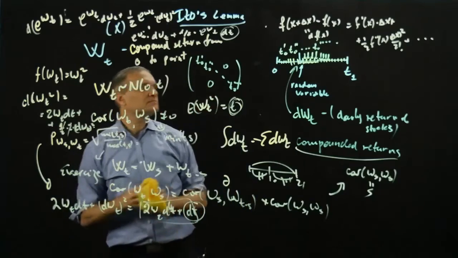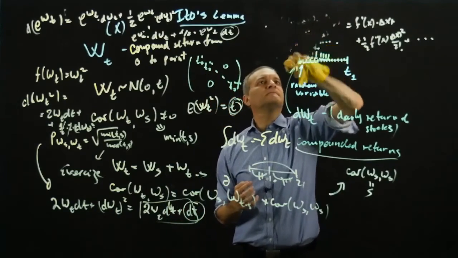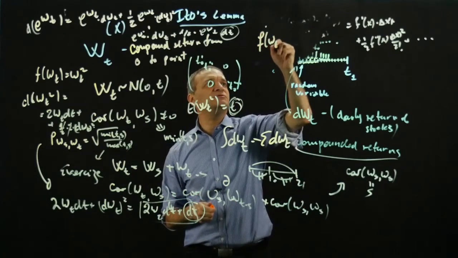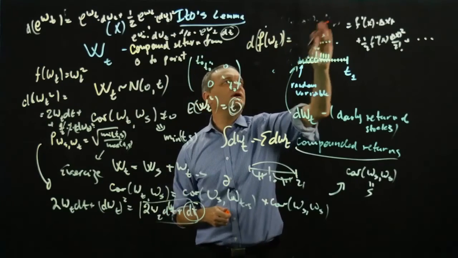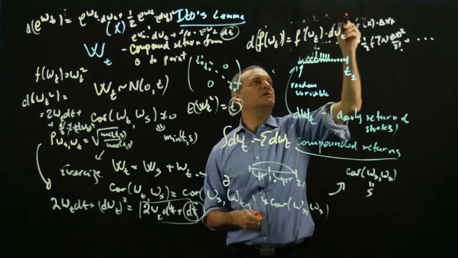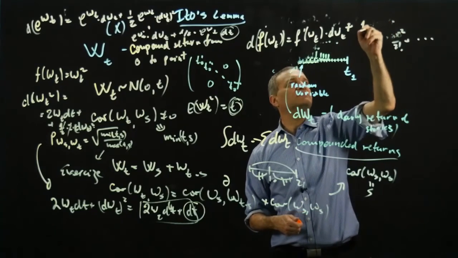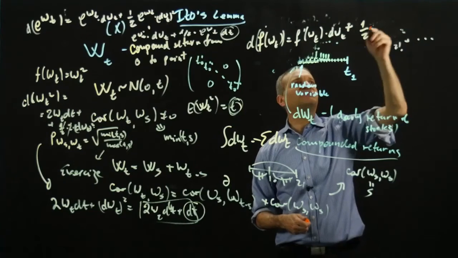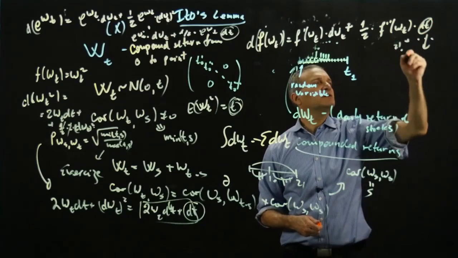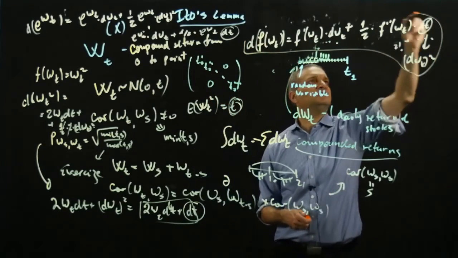In general, if you have a one-variable function f of W_T, when you look at its change, you're going to get f prime of W_T times dW_T, plus half times f double prime of W_T times dt. And this dt is because of dW_T squared. So this is Ito's lemma, in its most elementary form.